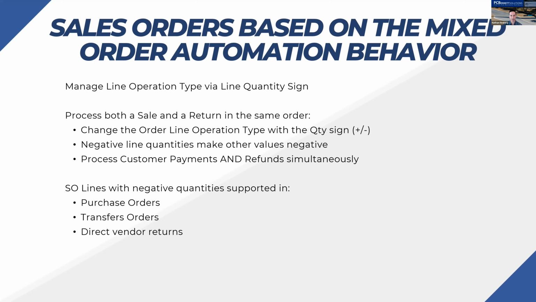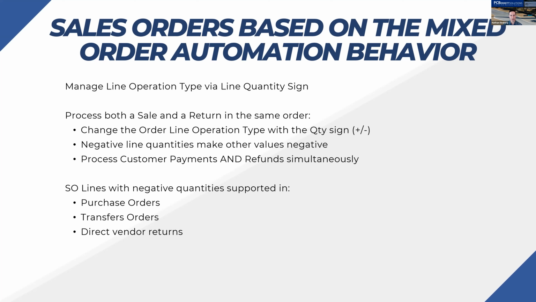So now while entering the quantity of a line, we can simply change the sign of the quantity. This automatically updates the line operation type to reflect the negative value. It'll also show other quantities and values for that line as negative, such as quantity on shipments and the extended price. Purchase orders, transfer orders, and direct vendor returns are supported with this feature. The printed form's also been updated to show negative signs where needed, and all these user interface updates will streamline data entry and reduce the number of clicks, also improving accuracy.